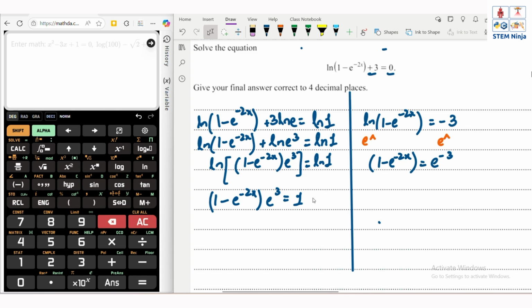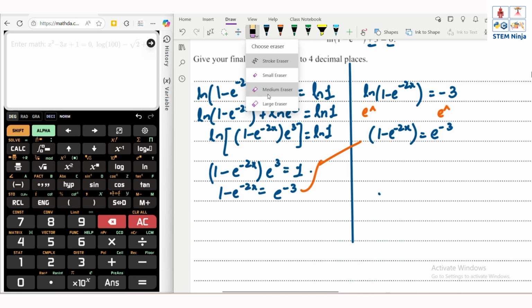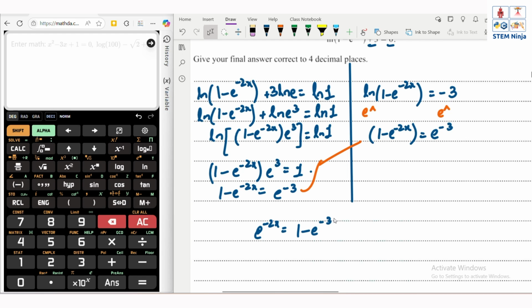And as you can notice, these two are identical with one slight change, that when you take e cubed on the other side, it becomes e^(-3). So now these two are identical to each other. So whichever way you start out with, does not matter as long as you know what you're doing. Now that we have this form, now we need to solve for x. So e^(-2x), that would be 1 - e^(-3).